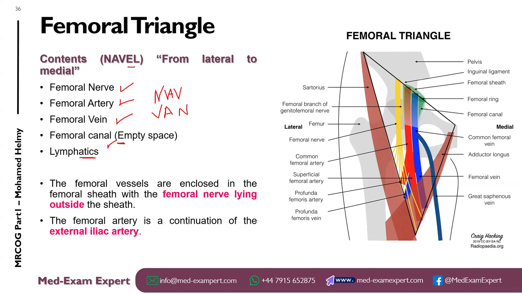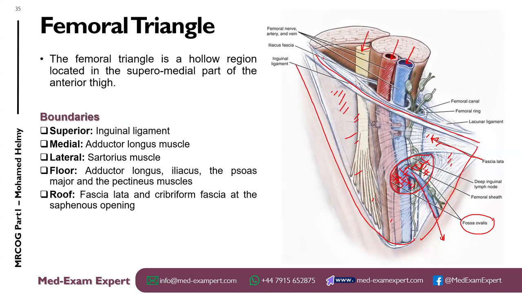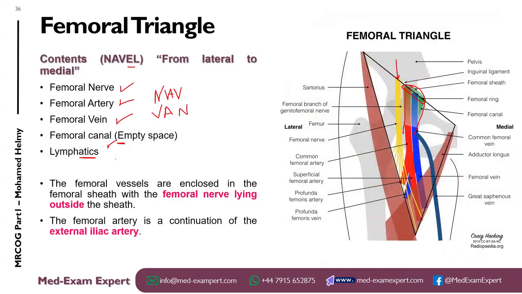The femoral vessels and the femoral canal are enclosed in what we call the femoral sheath. If you look at the green shadow here, we have a funnel-shaped sheath like this, enclosing the canal, the artery, and the vein. We call it the femoral sheath, while the nerve lies outside this sheath. Look back at this picture. As we can see, the nerve is outside the sheath. This is the sheath, enclosing the canal, the artery, and the vein. But the nerve is outside the femoral sheath.